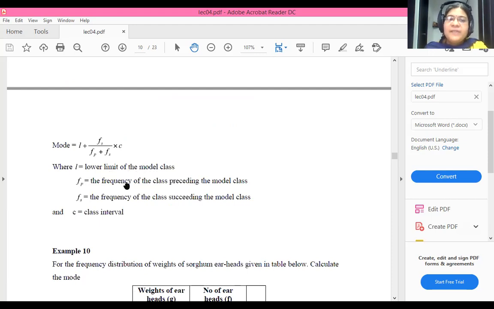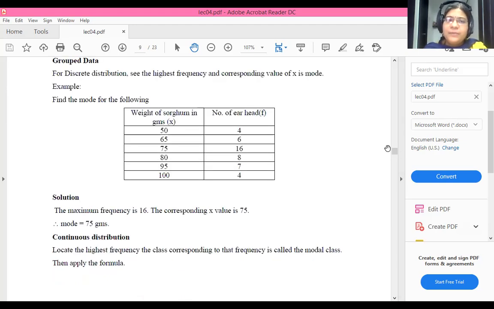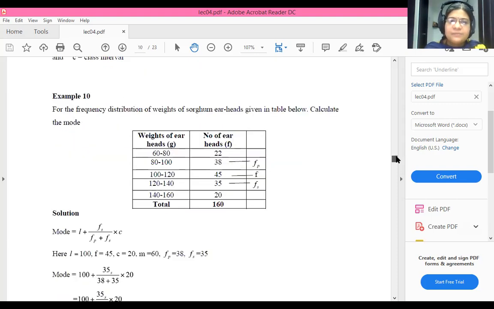Fp means frequency of the class preceding the modal class. In your book, you can say it is F1. Fs, in your book it might be written as F2, is the frequency of the class succeeding the modal class. C is the class interval. Very simple formula compared to the median formula that we have seen. So now next we will see the examples.